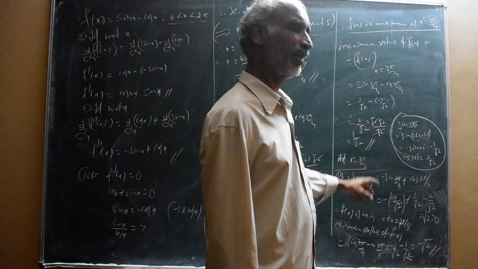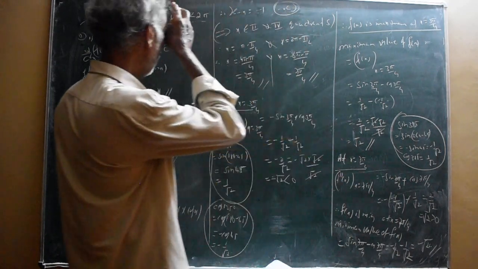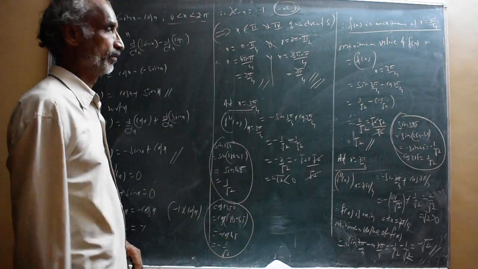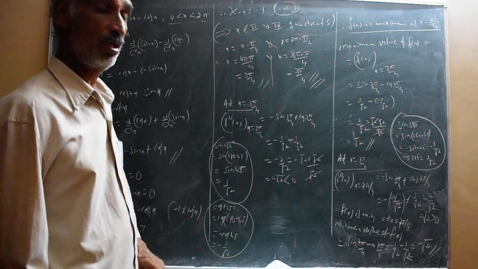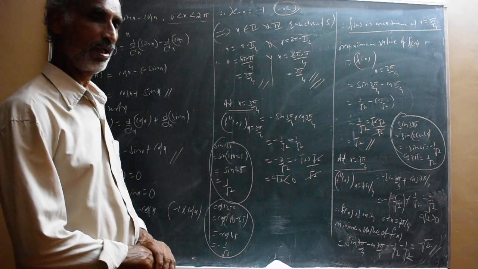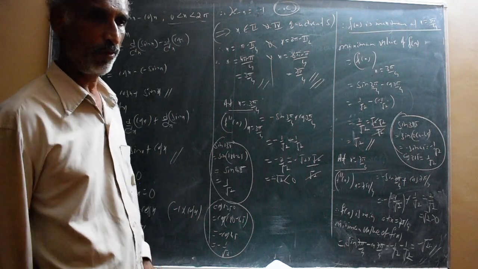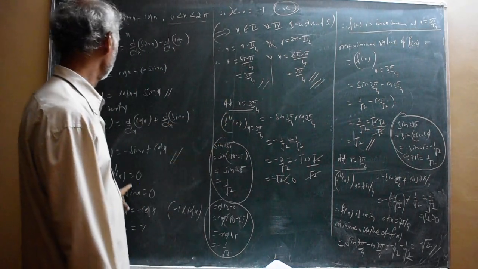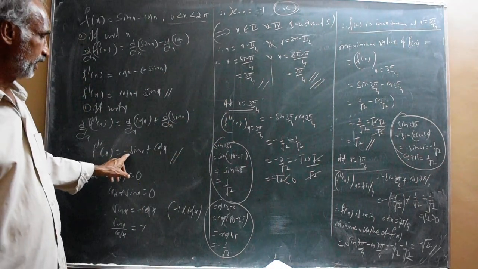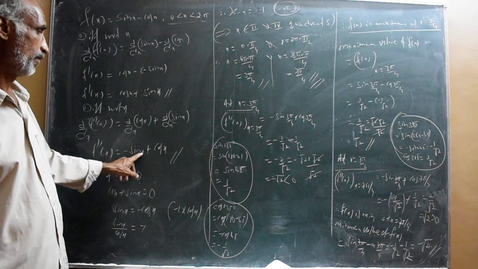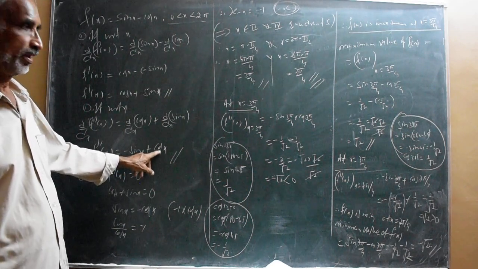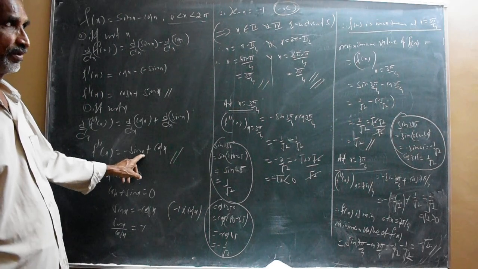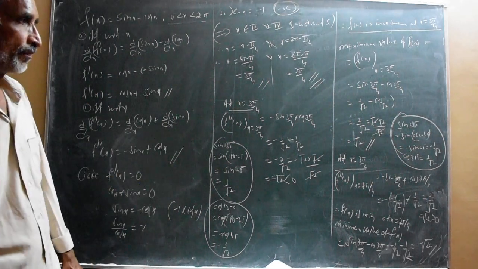Another critical point, x equal to 7 pi by 4. Another critical point you got now. In f double dash of x, take that critical point, extreme value. What does it become? In f double dash of x it is minus sin 7 pi by 4 plus cos 7 pi by 4. In f double dash of x we put x as 7 pi by 4. Second critical point is taken.